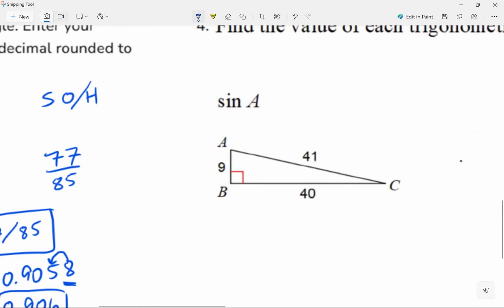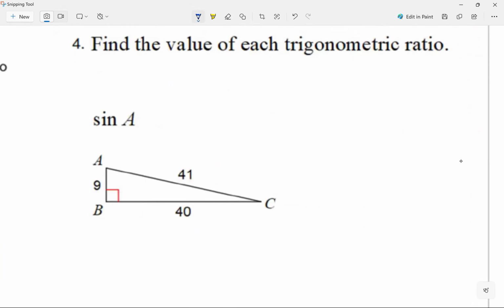Let's take a look at another example here. We're looking at sine. It says find the value of each trigonometric ratio. I see sine of A, and I don't see my corner mark. However, because they mentioned angle A, at the corner A, that's where I'm going to write my theta. That's the angle that I'm marking. Now, the three measurements, 41 is the biggest side, so that is the hypotenuse. From theta, far away is opposite and close to is my adjacent.